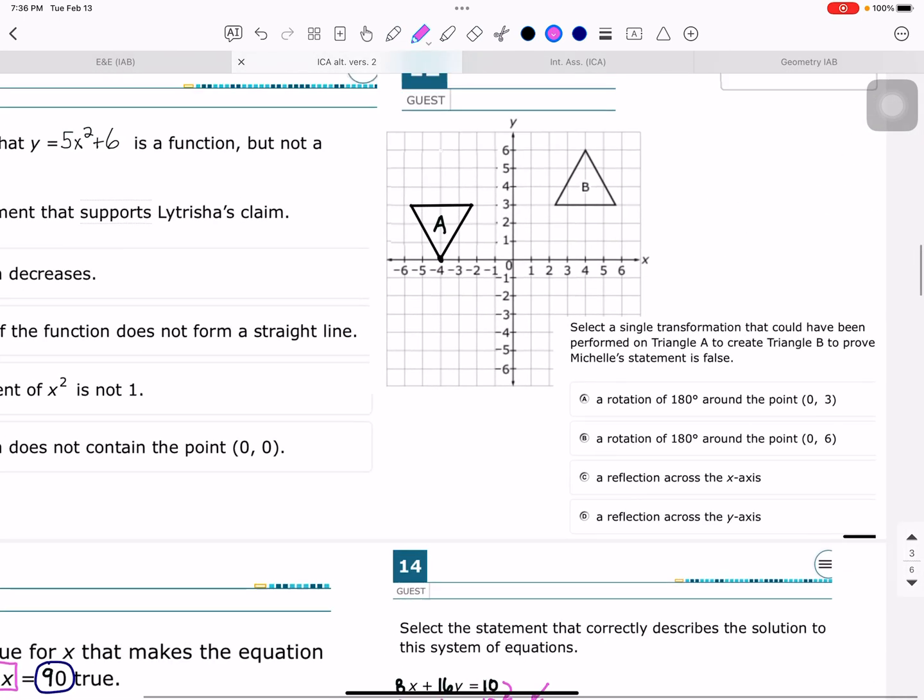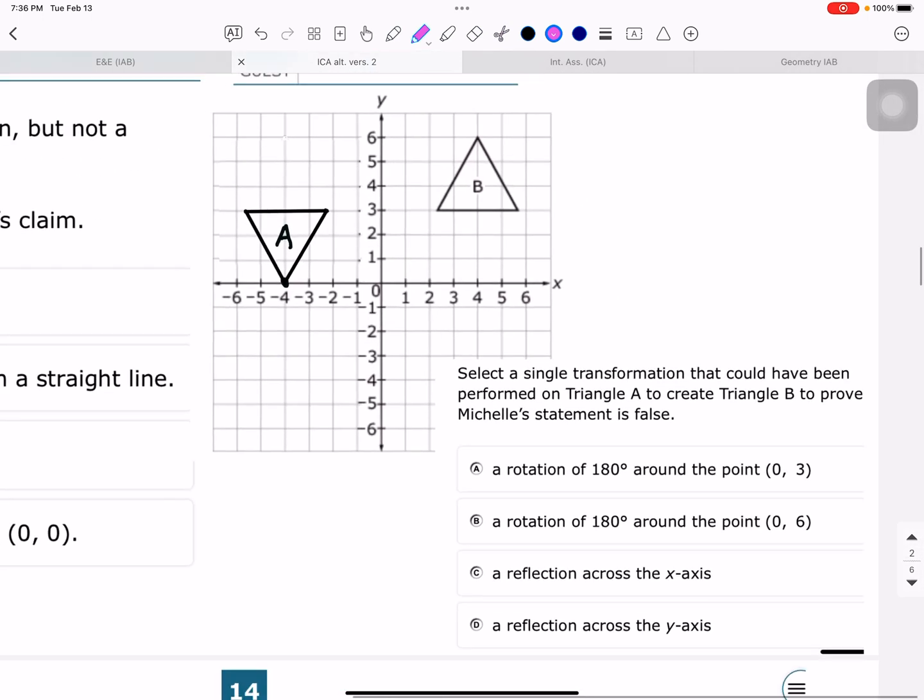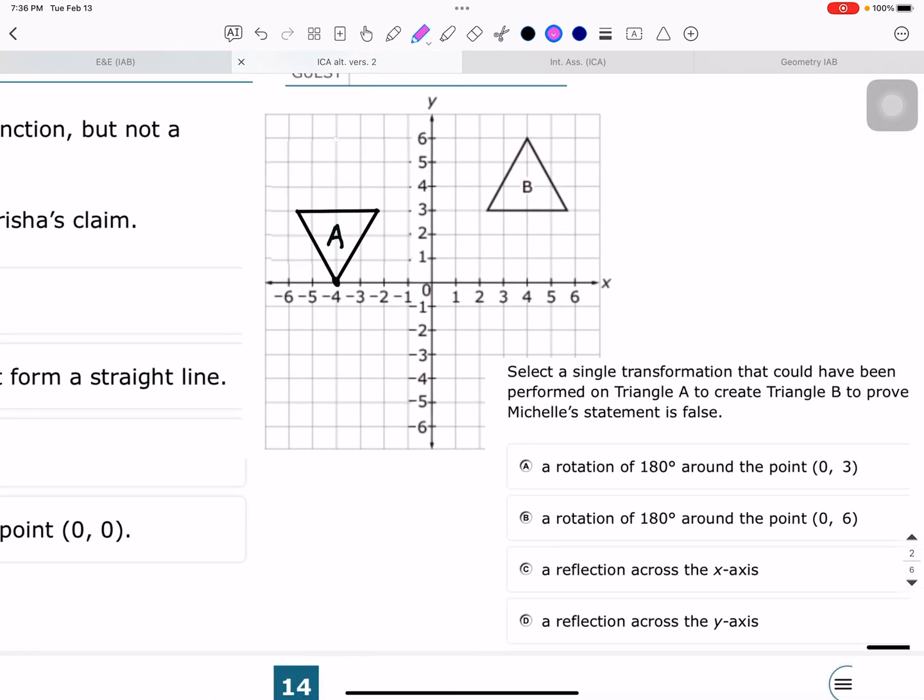All right, let's go down to number 12. This one is a process of elimination. Let's try D. What happens if I start with A and I reflect it across the y-axis? Here's the mirror, right? There's the mirror. So let's make a reflection.